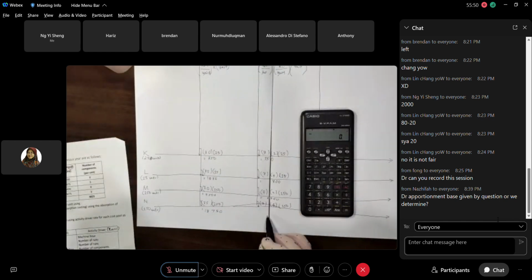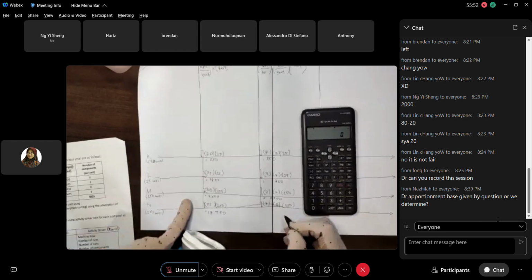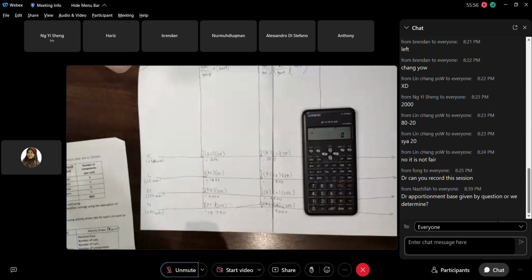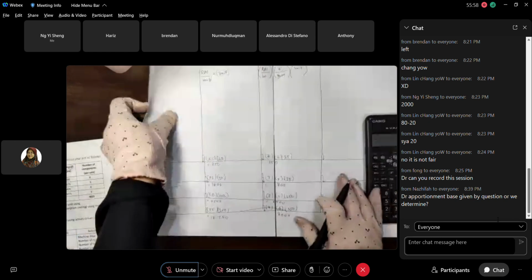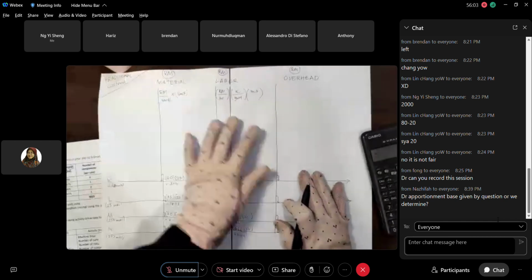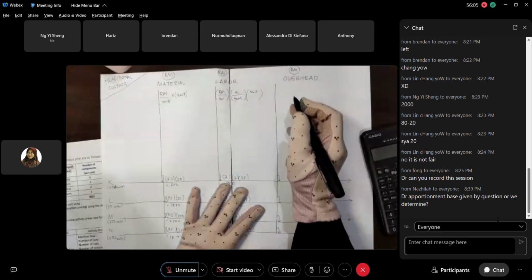Okay, this one is the same, 7,000. Then you go to overhead. Overhead. Okay, overhead. You have to use.